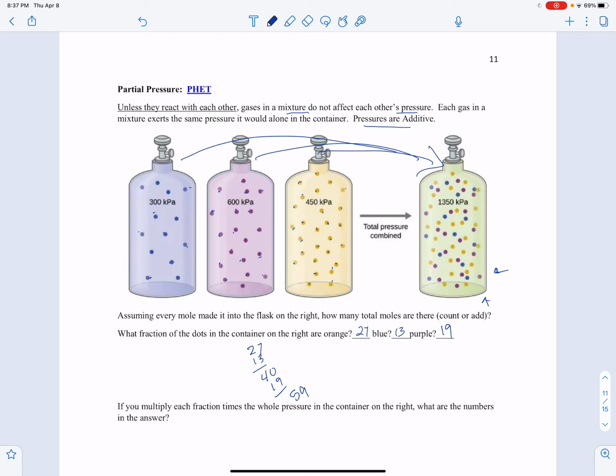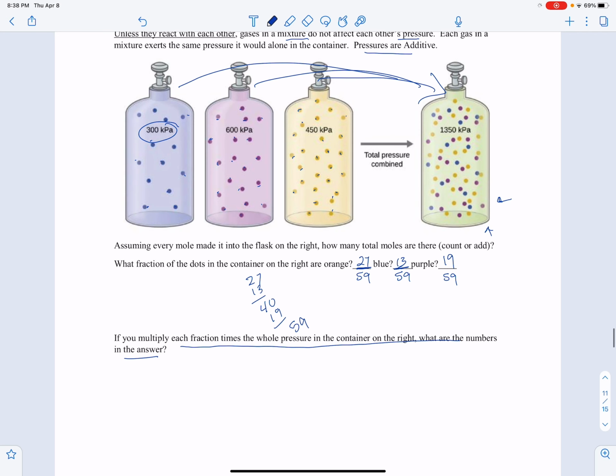All right, so here's the interesting part. What fraction of dots are there on the right that are orange? It didn't just want to know how many, but what fraction. So it's 27 of 59, 13 of 59, and 19 of 59. Now if you multiply each fraction times the pressure, what are the numbers in the answer? So here's the pressure. For the blue, it wants to know times the whole pressure, not the partials, times this pressure here.